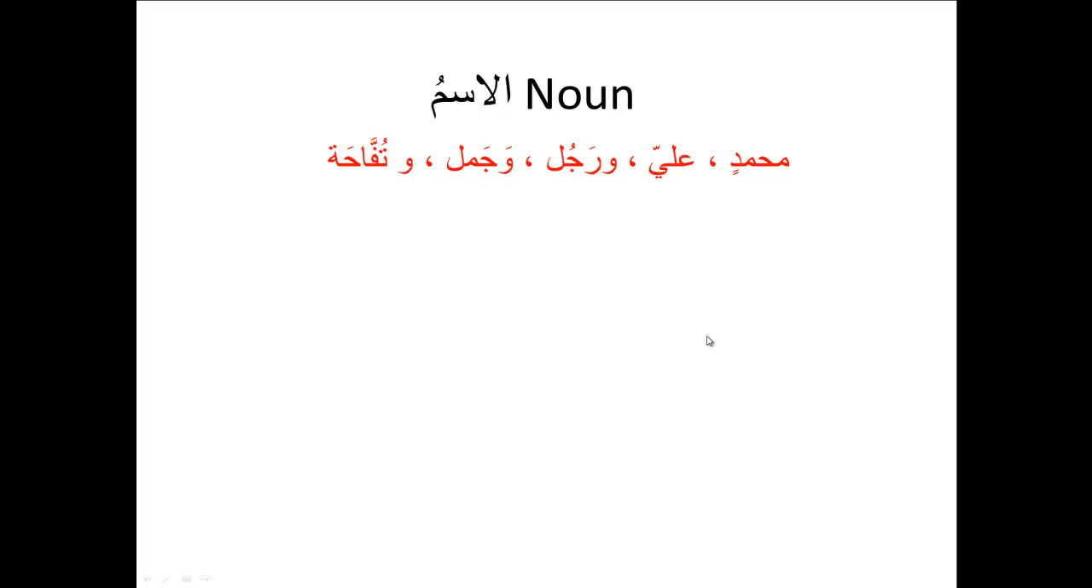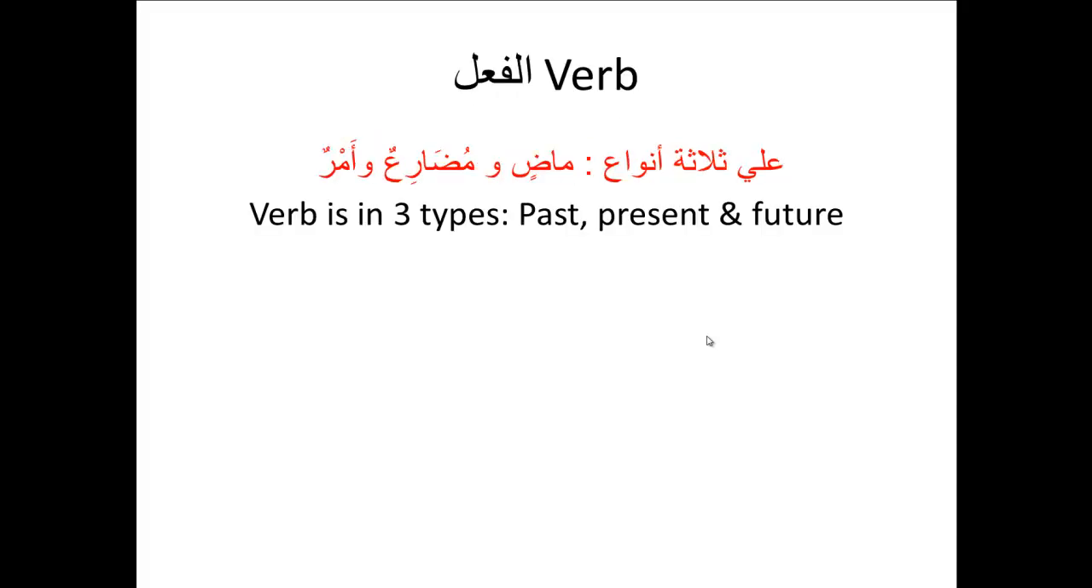Al-ism or a noun is the first part, and examples of that are Muhammad, Ali, rajul, jamal, tufahatun. Now these are all examples of al-ism or noun in the Arabic language. The second type is al-fi'l or the verb, and al-fi'l is in three subtypes: على ثلاثة أنواع ماض ومضارع وأمر. Verb is in three types: the past, the present and the future.